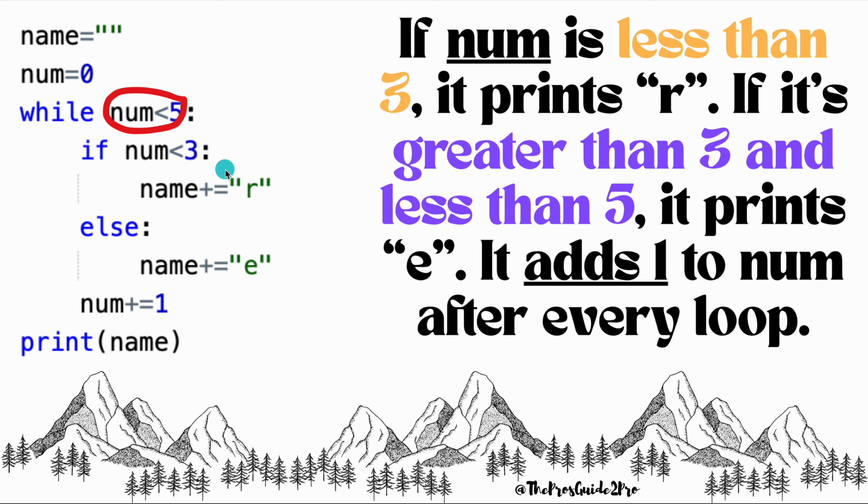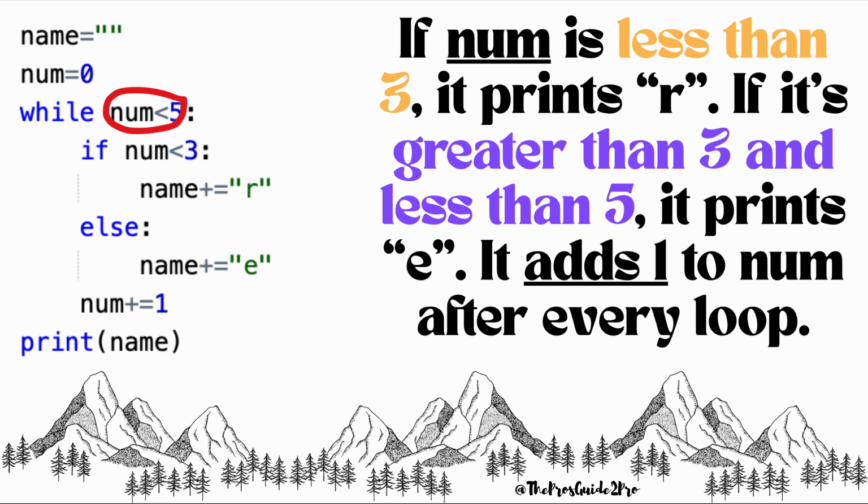So if num is less than 3, you'll print R. If it's greater than 3 but less than 5, you'll print out E and you'll add 1 to num after every loop. So 0 is less than 5. If num is less than 3, print R. It is, so we'll print R and then add 1 to num. 1 is less than 5 and is less than 3, so we'll print R again. Num becomes 2. 2 is less than 5 and is less than 3, so we'll print R again.